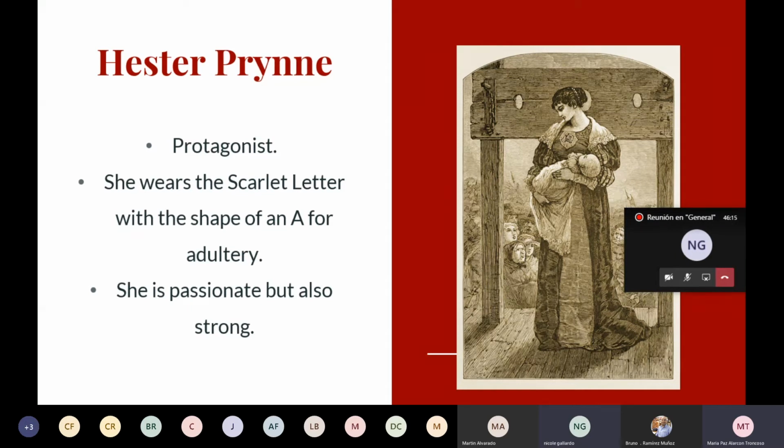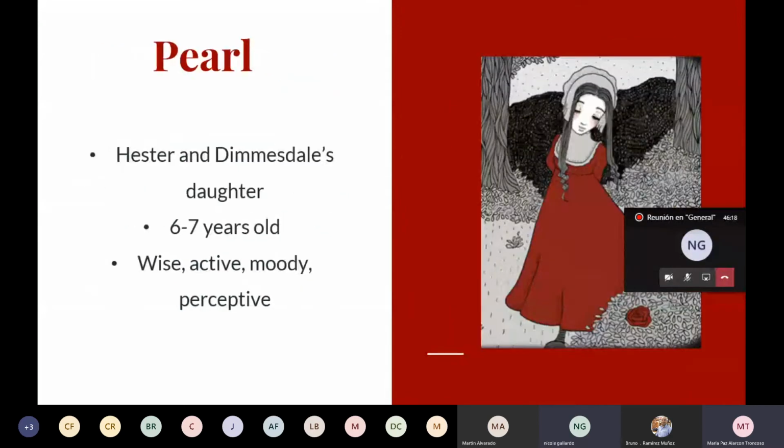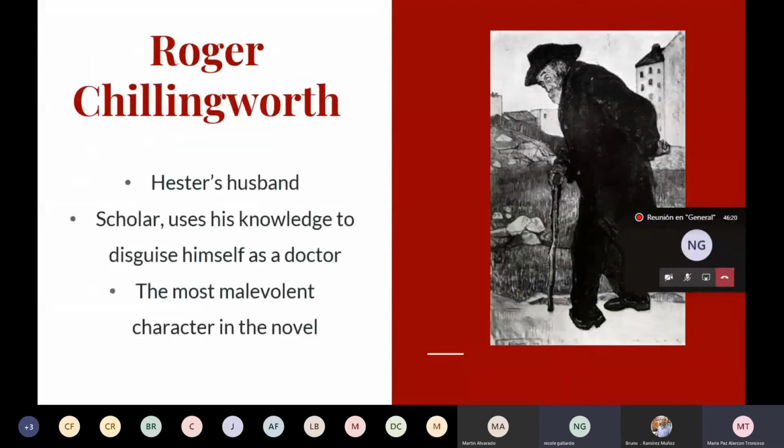Well, moving to the next character, Roger Chillingworth. He is Hester's husband, and he's much older than her. He is a scholar, and he uses this knowledge to disguise himself as a doctor. Chillingworth is the most malevolent character in the novel.